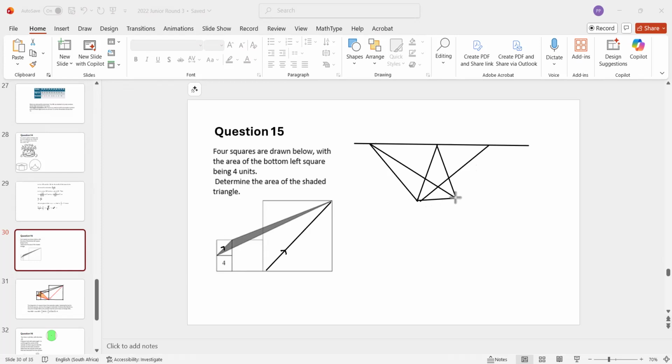Because the formula for the area of a triangle is half base times height, and all these triangles have got the same base, and obviously got the same height because they are between the same two parallel lines. The height would be the distance between these two parallel lines. So this area that we're looking for has got the same area as this one.